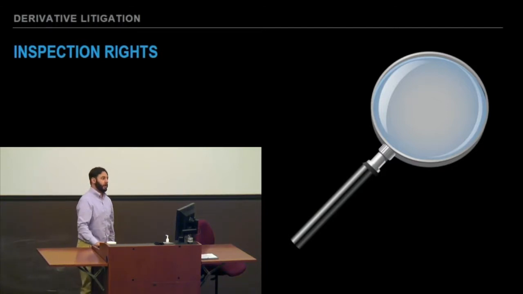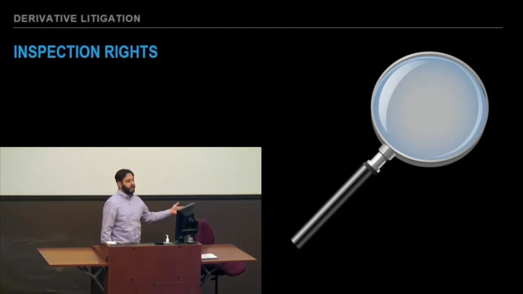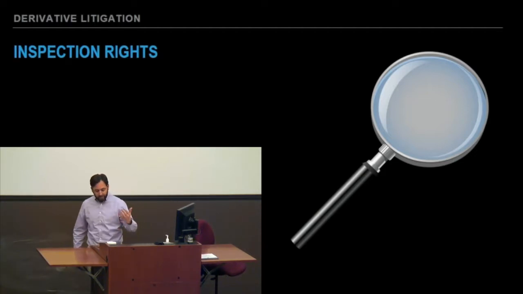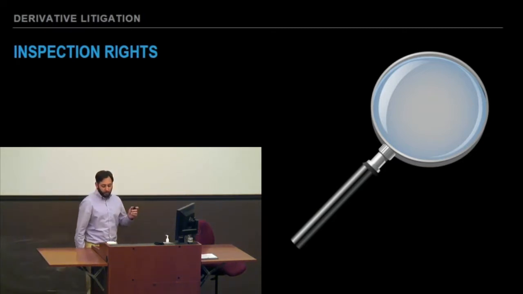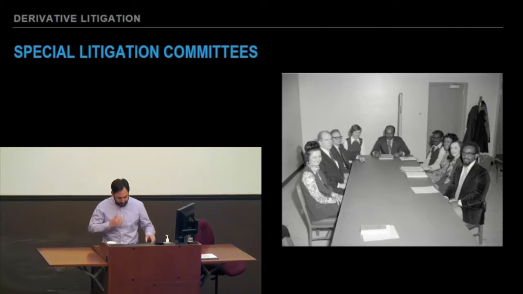So the usual step is you make the inspection request knowing it will be denied, and then you include the allegation that the inspection request was denied as evidence that the directors are not disinterested and that demand should be excused. And so that's usually the way, unfortunately, that inspection rights play out, although sometimes you do get some information.